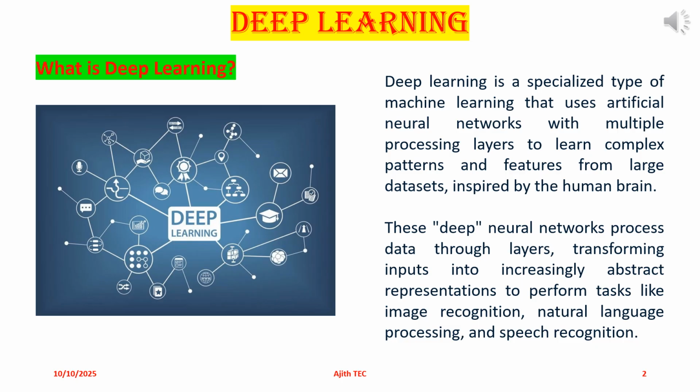What is deep learning? Deep learning is a specialized type of machine learning that uses artificial neural networks with multiple processing layers to learn complex patterns and features from large datasets, inspired by the human brain. These deep neural networks process data through layers, transforming inputs into increasingly abstract representations to perform tasks like image recognition, natural language processing, and speech recognition.